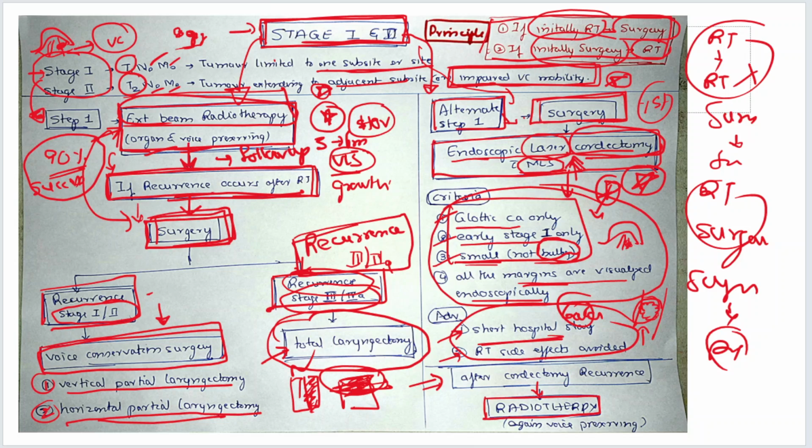the principle of surgery. Radiotherapy is again voice preserving. Okay, the principle of surgery we said, right? If initially radiotherapy, then go for surgery. If initially surgery, then go for radiotherapy. So here we went for radiotherapy as the first step. Then if it recurred, you go for surgery. Here you have gone with surgery as the first step. You go with radiotherapy as the follow-up if in case it recurs.